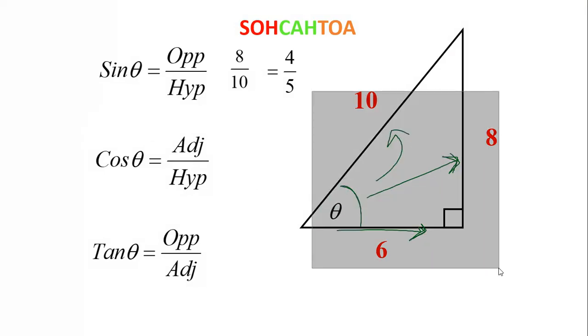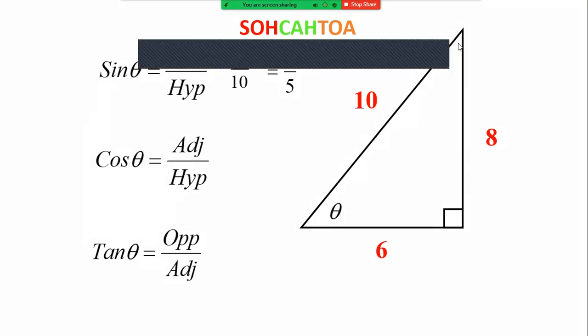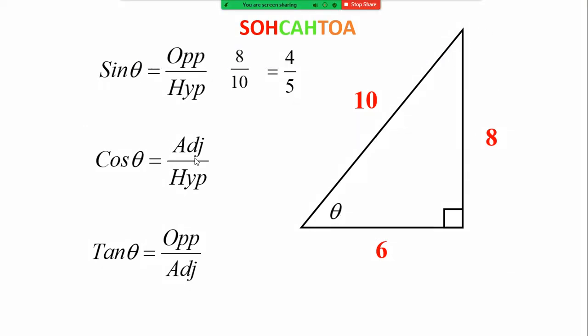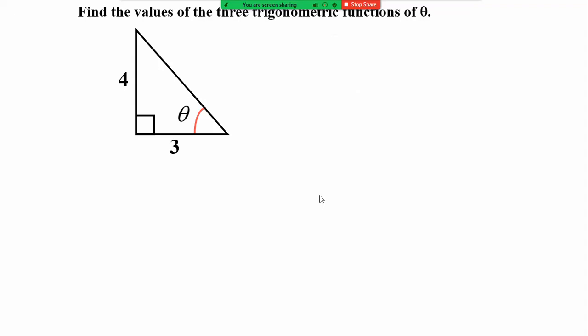So just to get a little bit more clear. Cosine here is adjacent over hypotenuse. So the adjacent is 6, the hypotenuse is 10. So 6 over 10, and this reduces to 3 over 5. Tangent is opposite over adjacent. Opposite over adjacent, so 8 over 6 becomes 4/3. All right.